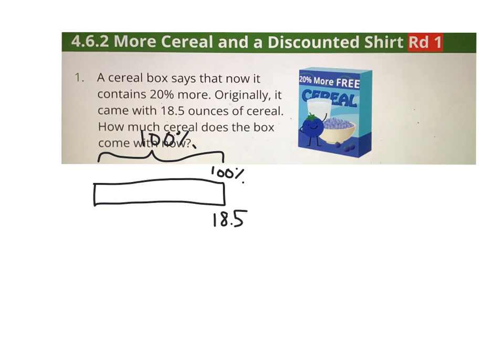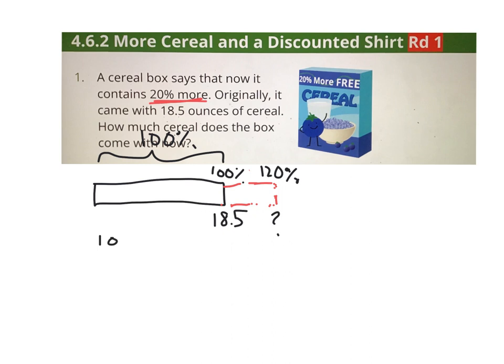When we read the story and the cereal box, it says it contains 20% more, which means that we're going to be adding some amount onto here. The question is, how much extra are we adding on? Well, we know it's an extra 20%, so 100 plus 20% is 120%. But what's the total amount? That's what we want to know. And so in order to figure that out, we're going to need to break it into pieces to see how much that extra 20% is worth.